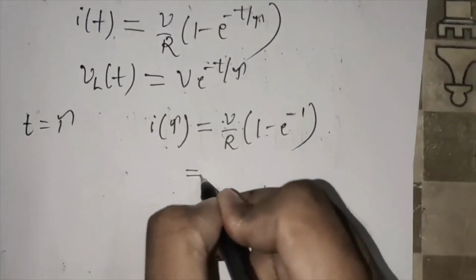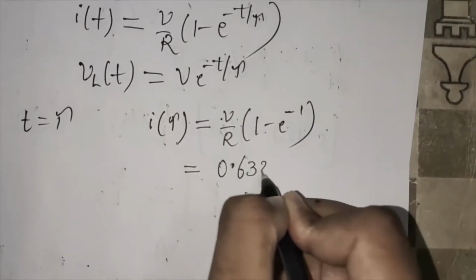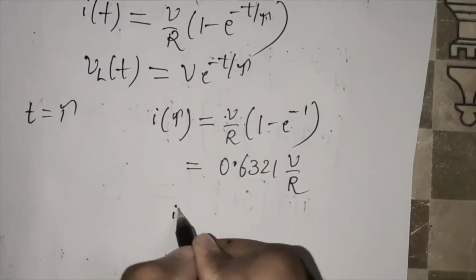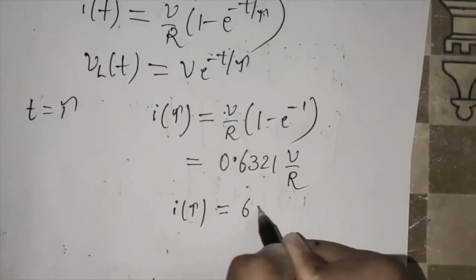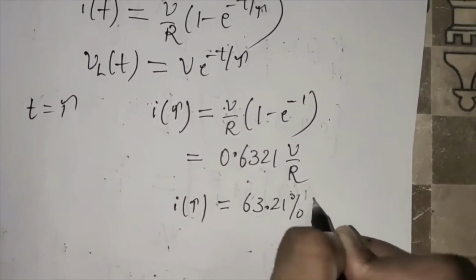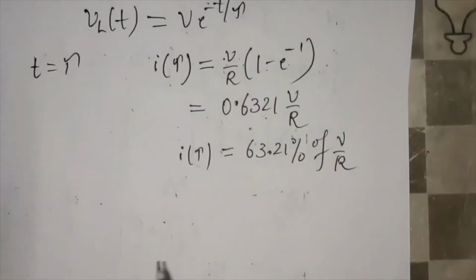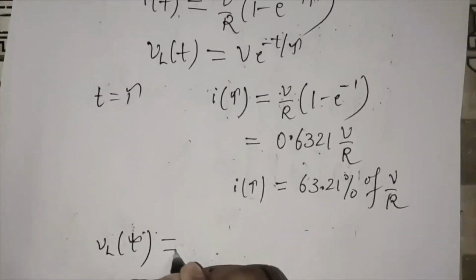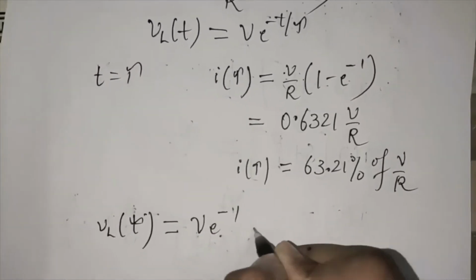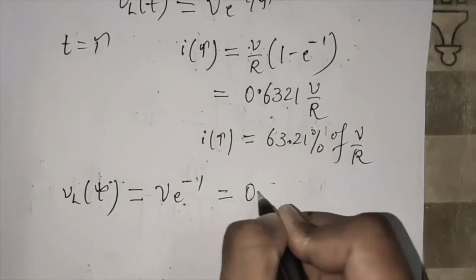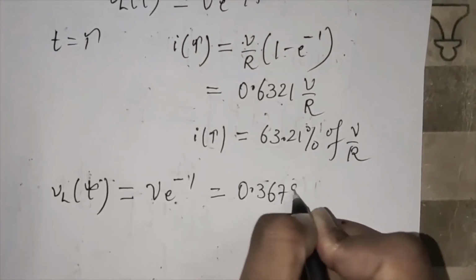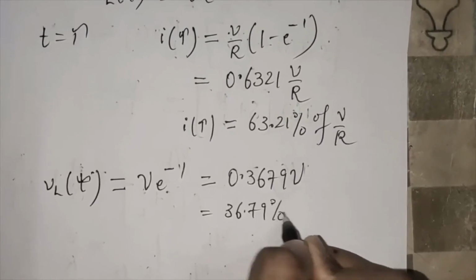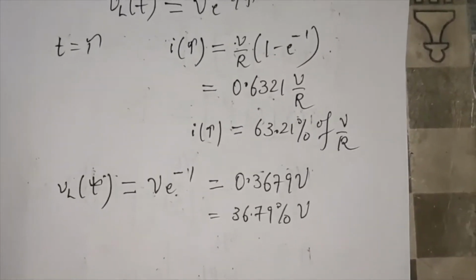That is, it becomes 0.6321 into V/R. Or in other words, I(tau) is nothing but 63.21% of V/R. Similarly, VL(tau) is equal to V into e power minus 1, therefore this becomes 0.3679 into V, or 36.79% of V.